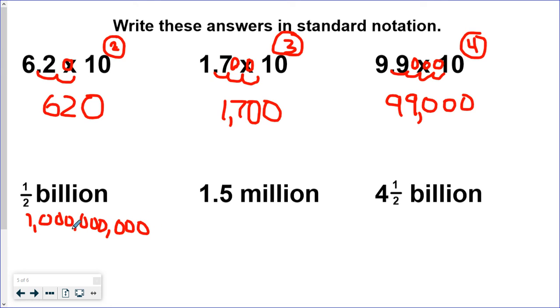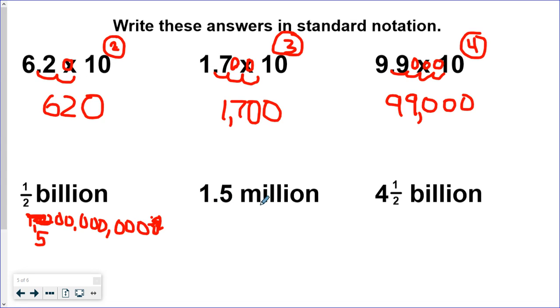So this is what 1 billion would normally look like. But I want half of this, so it's like I'm going to take this and simply divide it by 2. I'm going to cut that in half, and by doing so, I can get rid of this and just write a 5 here. So my answer here should be 500 million. That's how I'd write that in standard notation.